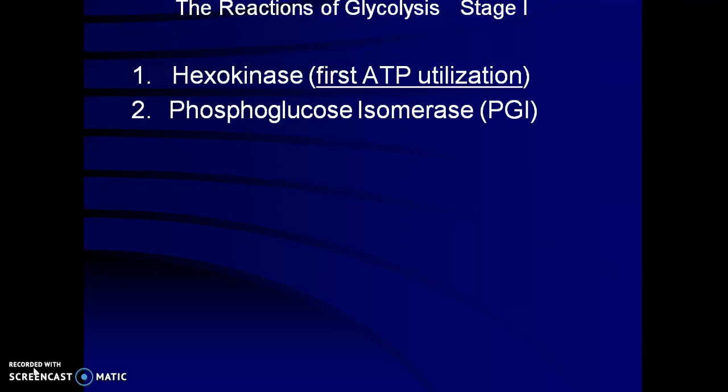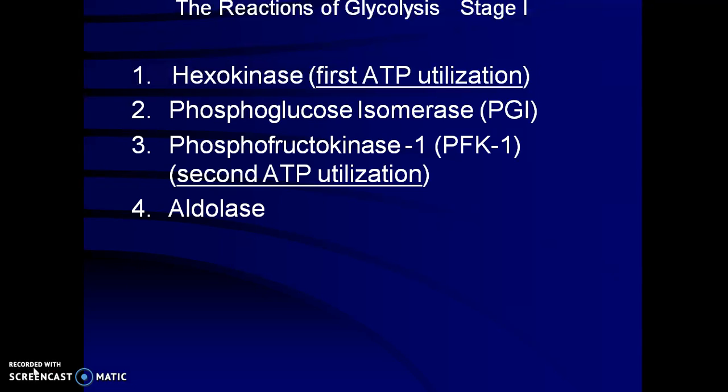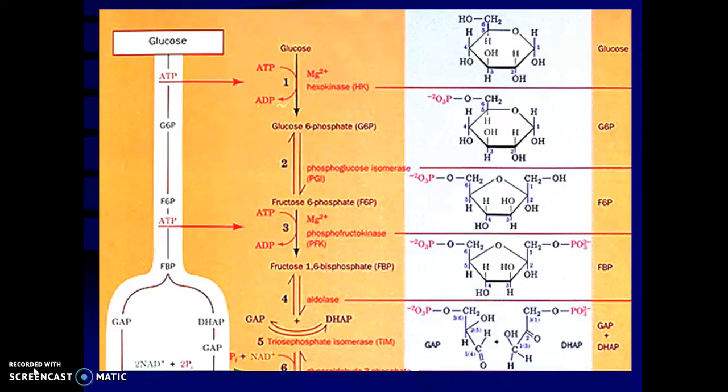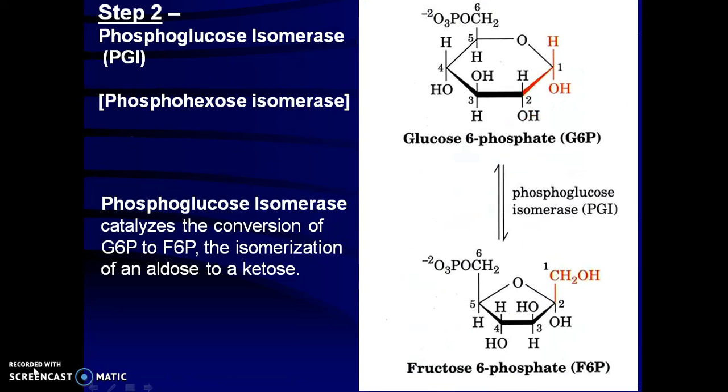The reactions of glycolysis during stage 1 can be considered as follows. Hexokinase reaction, which is the first ATP utilization step. In step 2, we have phosphoglucose isomerase, followed by PFK1, which is for utilization of a second ATP molecule, followed by aldolase reaction and also triose phosphate isomerase reaction. In the preparatory stage, the first one is the hexokinase reaction.